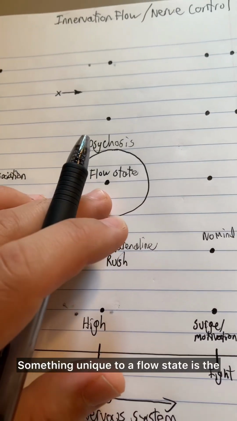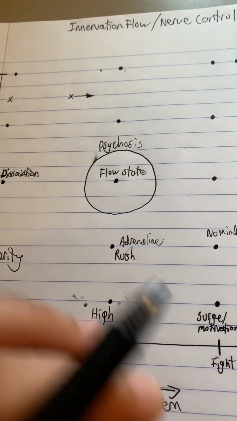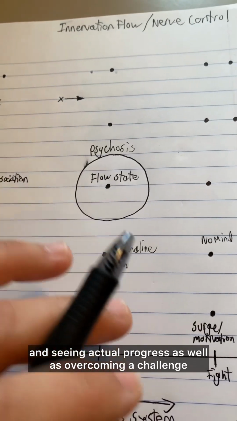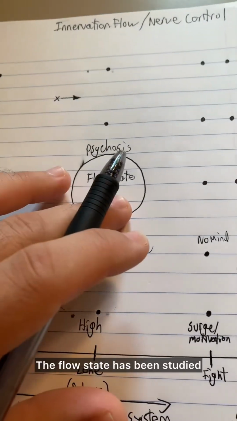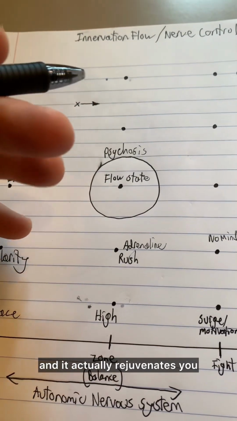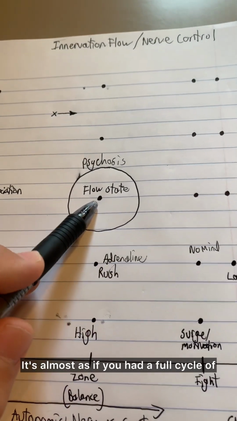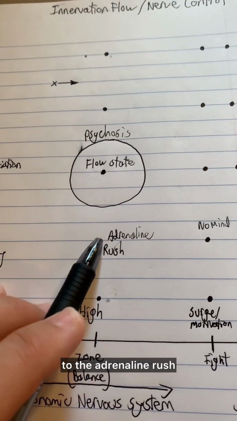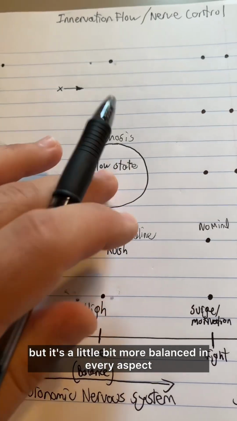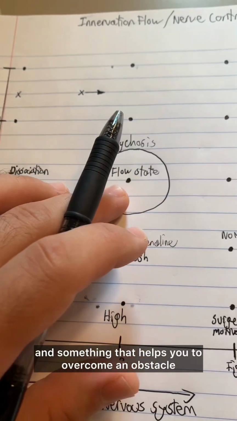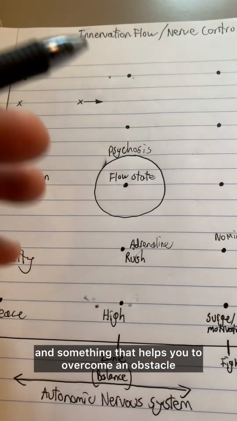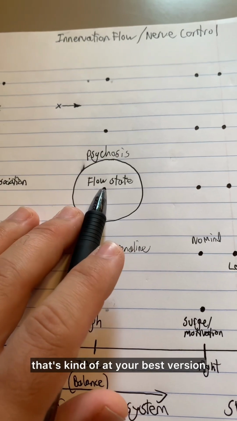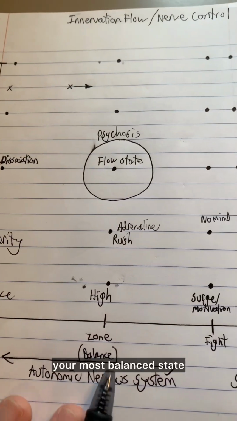Something unique to a flow state is the fun that you're having and the intention behind it and seeing actual progress as well as overcoming a challenge. The flow state has been studied and it actually rejuvenates you. It's almost as if you had a full cycle of REM sleep during this state. It's similar to the adrenaline rush, but a little bit more balanced in every aspect, and something that helps you to overcome an obstacle, to get something done, and do so at your best version, your most balanced state.